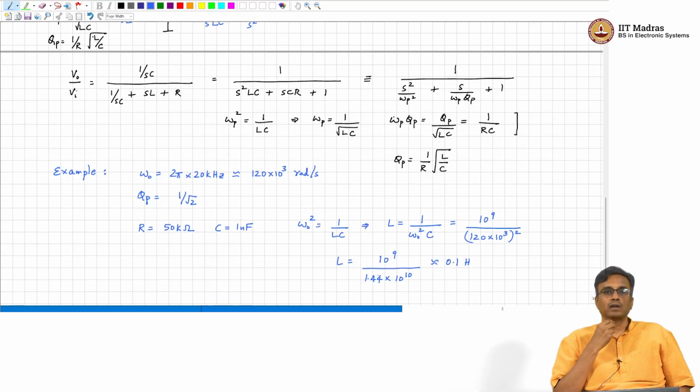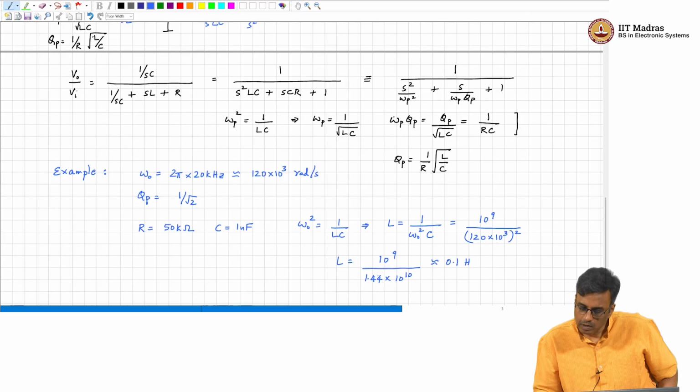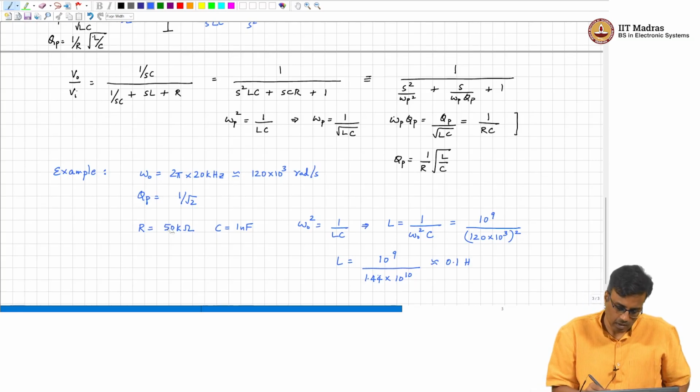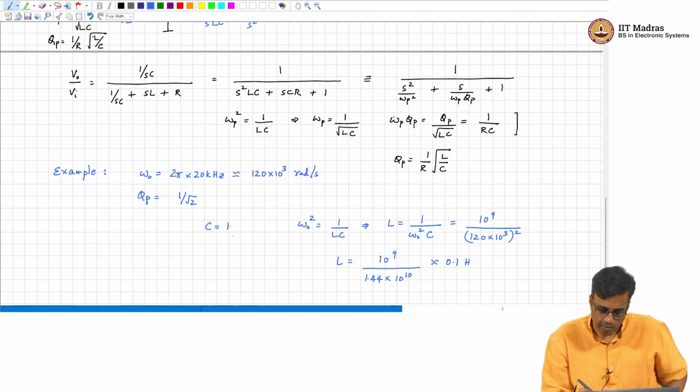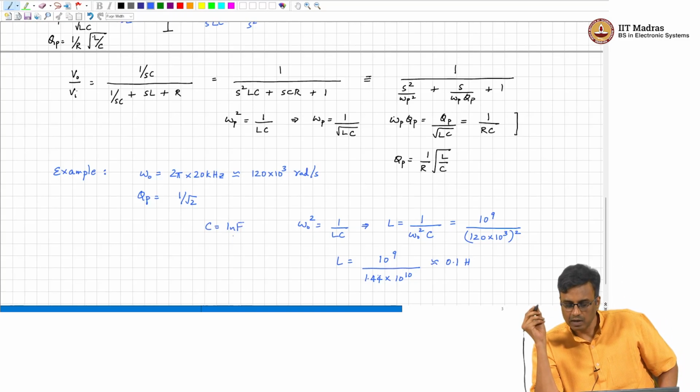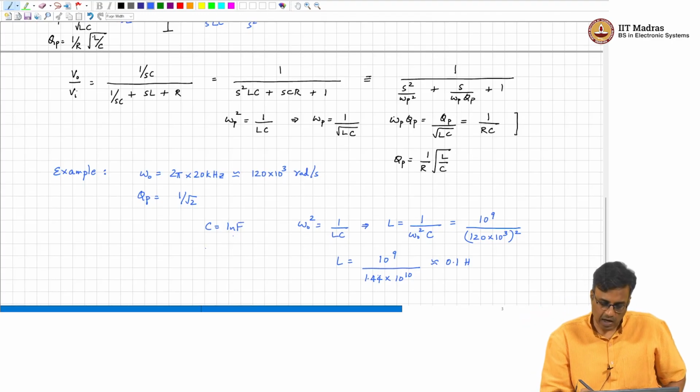What answer did you get? Okay, into 10 power. So basically, if you choose C equal to 1 nanofarad, you can't choose both at the same time, obviously. L is 0.1 Henry, and what should R be?